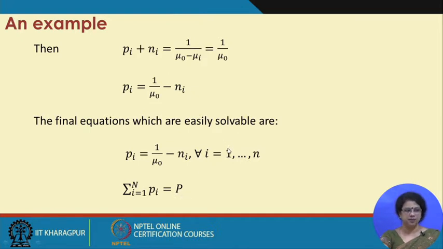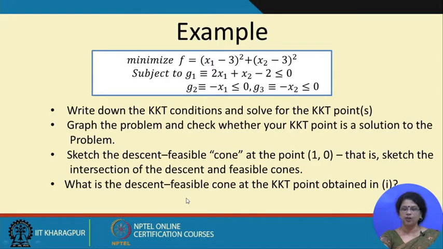Okay. Now, I suggest that you complete this problem. Not only this, I am giving you another problem to work with. This is a minimization problem. You have to write down the KKT conditions, find out the feasible points, and from there identify which are the KKT points, alright, and draw the graph of it, because this is a two dimensional problem.